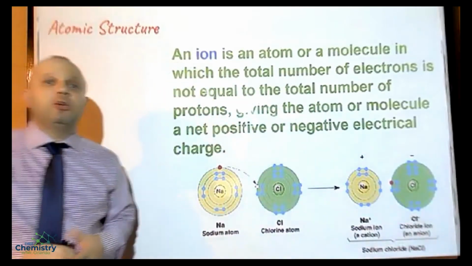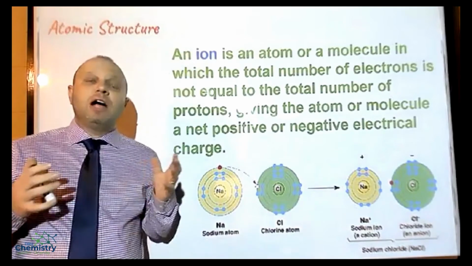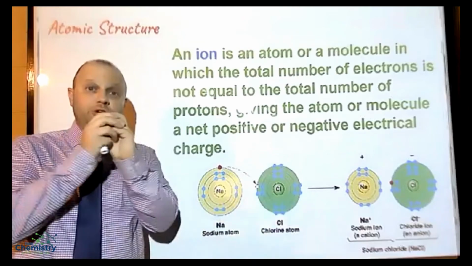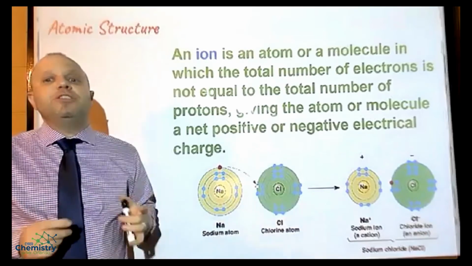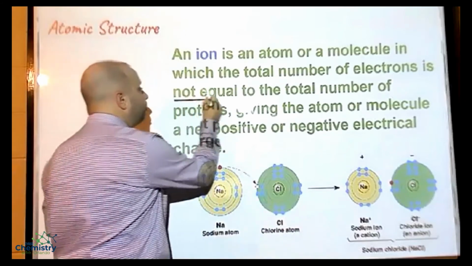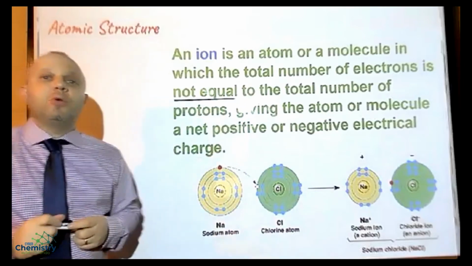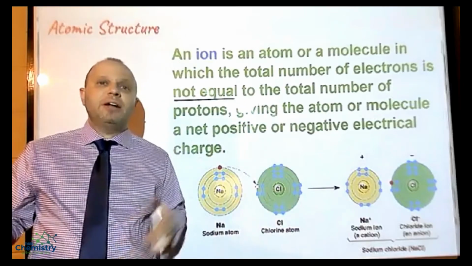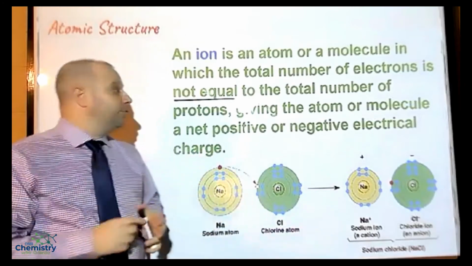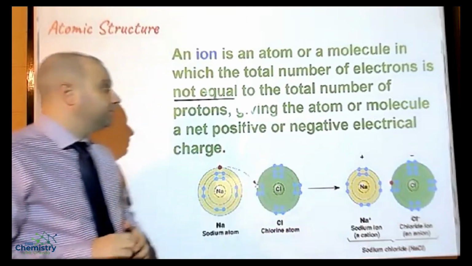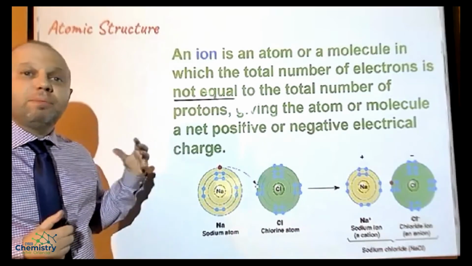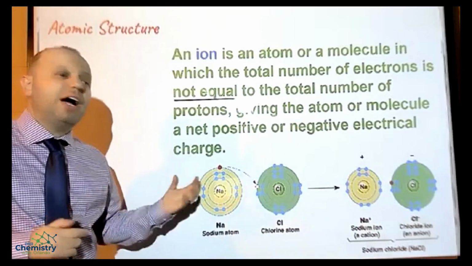The third and final piece that we're going to talk about today are ions. As it says up here, ions are atoms, or they could be molecules, which are groups of atoms bonded together, in which the total number of electrons is not equal to the total number of protons. That's important. Anytime you have different numbers of protons and electrons, you have an ion. Once you have a different number of protons and electrons, you end up with either a positive or a negative charge, depending on what you have more of.